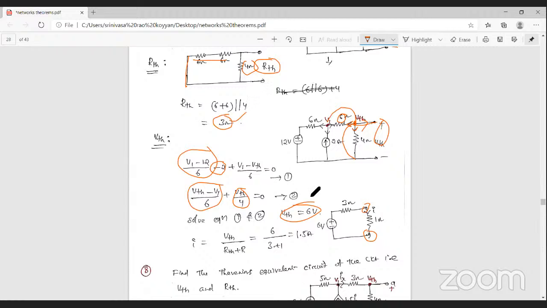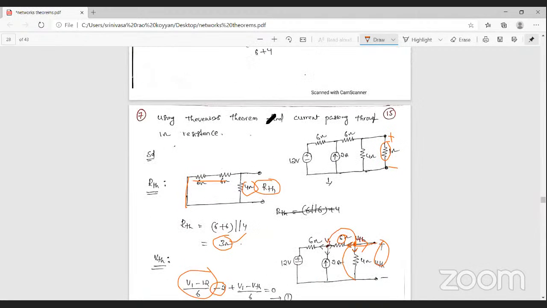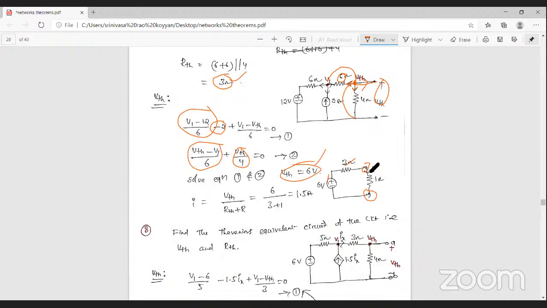We already found the Thevenin's resistance and Thevenin's voltage. But here they are asking what is the amount of current passing through the 1 ohm resistance. So the current passing through the 1 ohm resistance, I, is equal to the Thevenin's voltage by the total resistance, that is 3 plus 1, then we get the current as 1.5 amperes. Same similar sum. It is also one of the GATE problems.